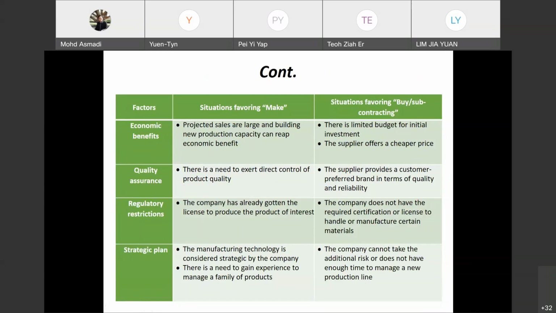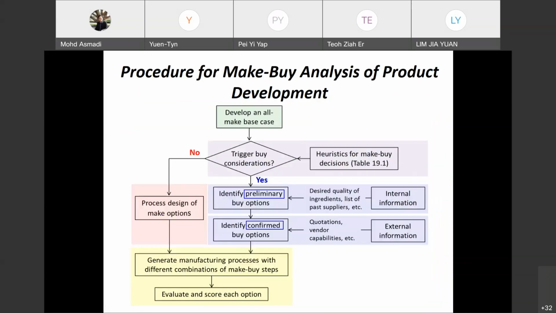So this is important for your decision. Let's see the procedure for the make-buy analysis of the product development. This is the activity in the make or buy analysis. We usually begin with the all-make base case, and then we have a trigger buy consideration.